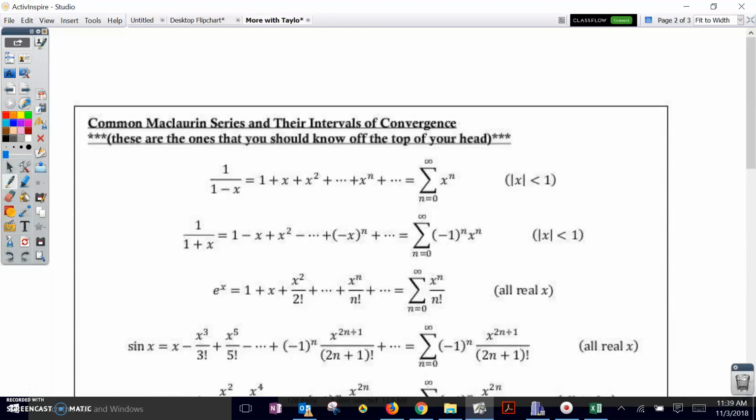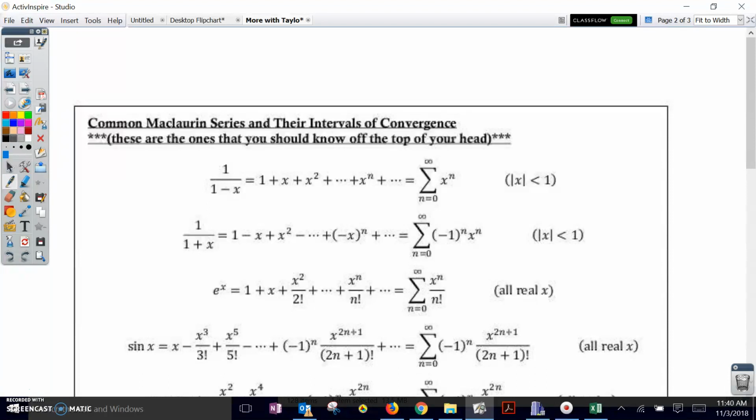Alright, welcome back everybody. In this video we're going to look at example 2 from the More with Taylor series lesson. But we'll start by looking at this little table that you see on page 2. This is a listing of common Maclaurin series that we've encountered already and their intervals of convergence, and a few that we might not have encountered already.